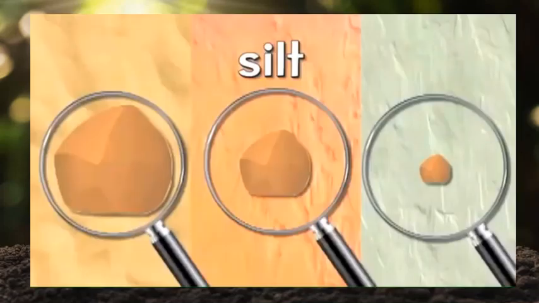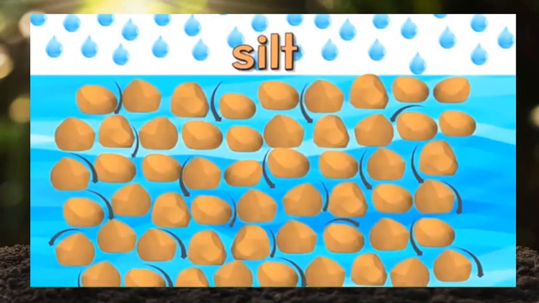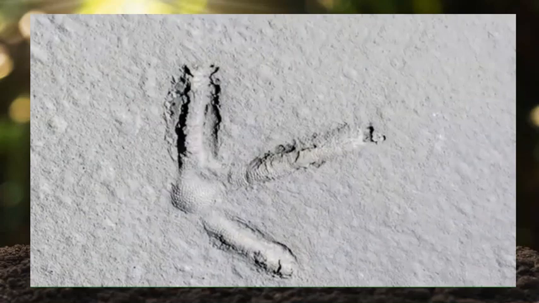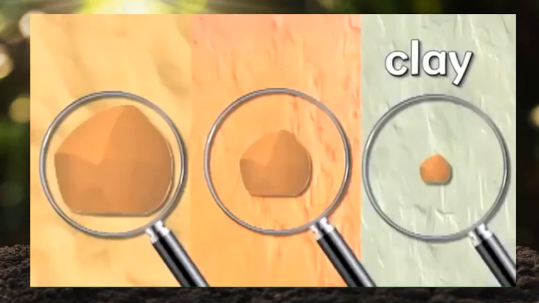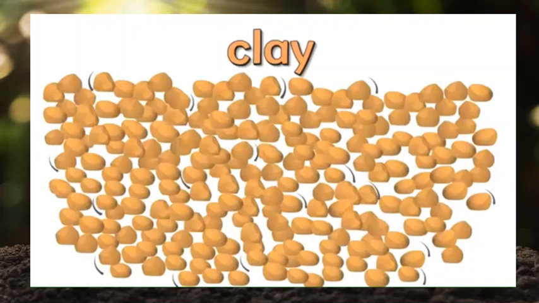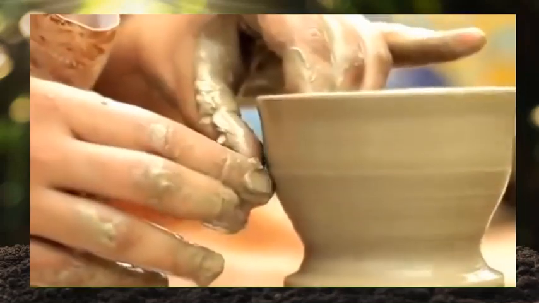Silt has medium-sized particles. It feels smooth when wet. Silt particles hold on to more water than sand. A bird's footprint sticks to silty soil because silt does not drain as much water. Clay has the smallest particles. It feels sticky when wet and hard when dry. The small rock particles pack tightly together, holding the most water, but there is little space for air. The water helps clay keep its shape, so it is used to make pottery.